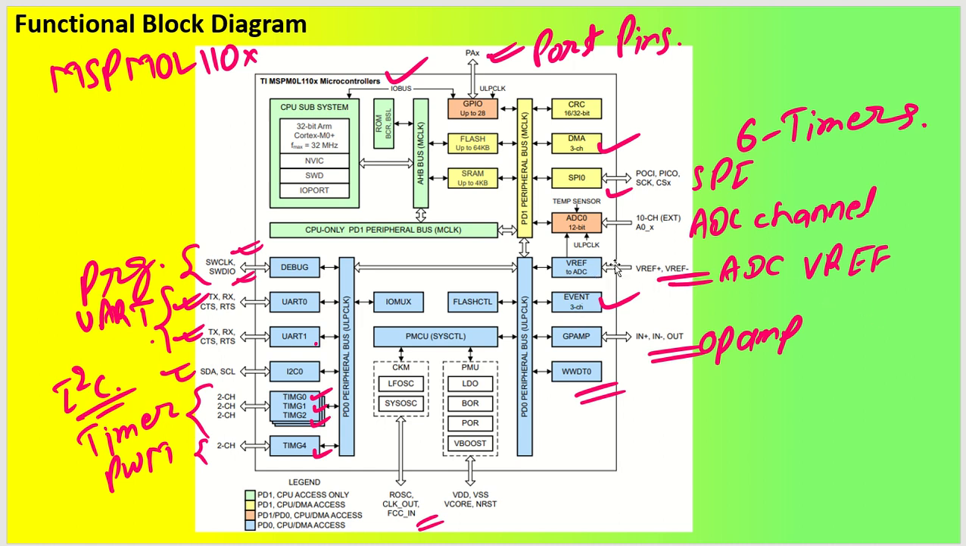Then we have a watchdog timer, we have op amps, and we have an internal V reference. Externally, if you want, you can give a V reference voltage for your analog channels or ADC applications. We have ADC channels, so you can see 10 ADC channels are there. Then we have POCI, PICO, which is nothing but MISO or MOSI, for SPI. So in SPI we have four lines: MOSI, MISO, CLK, and the CS pin. So these are the things that are there, SCK or something like that.